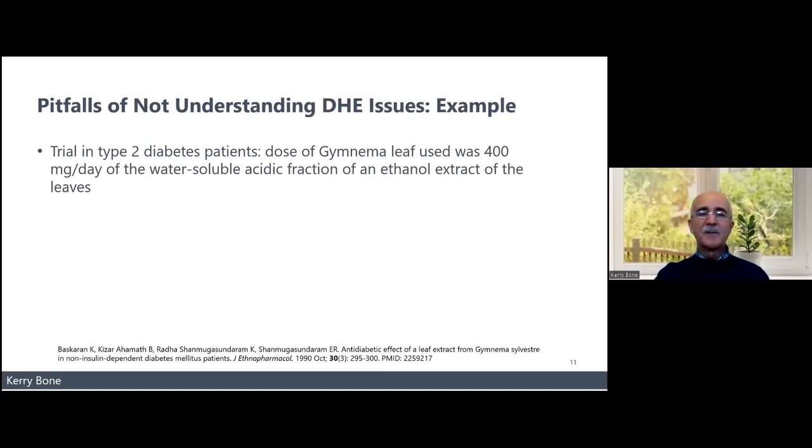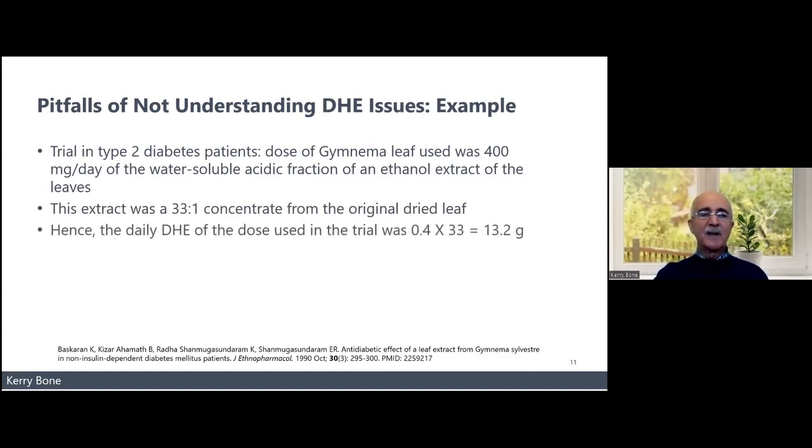There was a trial in type 2 diabetes patients where the dose of gymnema leaf used was 400 milligrams a day of a particular type of extract, a water-soluble acidic fraction of an ethanol extract of the leaves, mainly containing the gymnemic acids. If you dive deep into the paper, you can see that this extract was in fact a 33-to-1 concentrate from the original dried leaf. Hence, the daily DHE of the dose of gymnema leaf used in the trial was 0.4 by 33. That's 13 grams a day.